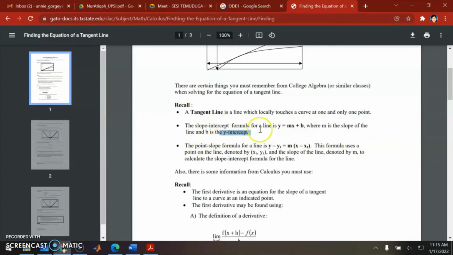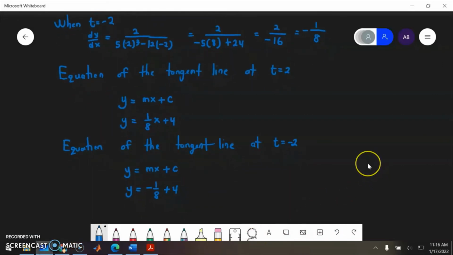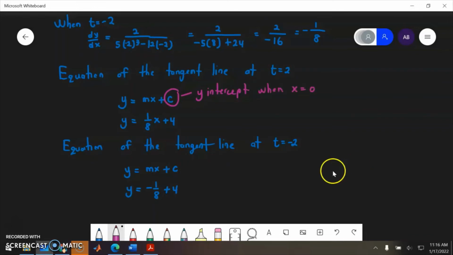Okay, the slope-intercept formula for the line is y equals mx plus b here, but in our case it's c, right? The c that we're using is the y-intercept. Now the y-intercept happens when x is 0. So in case you forget, this is our y-intercept when x is 0. Okay, that's the first example involving tangent to the curve.